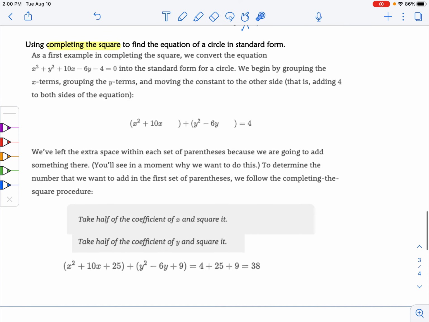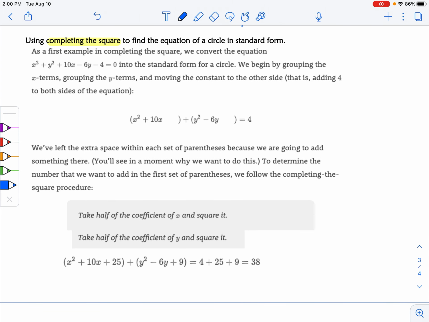So I wrote these directions out or took it from the book. What we're going to do is convert this equation into standard form. We're going to do this by grouping the x terms together, grouping the y terms together, and moving any constants to the other side. So we just took this equation, grouped the x's together, grouped the y's, and moved that constant to the other side. Notice there's extra space. That's key. We want to leave extra space so we can visually figure this problem out, because we're going to add something there. Now, what we're going to add is half the coefficient of x and square it.